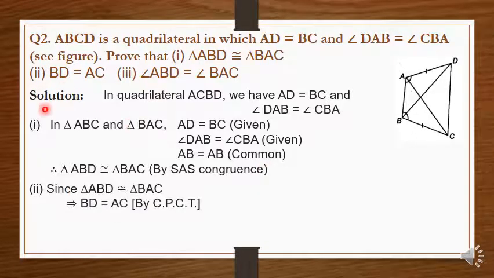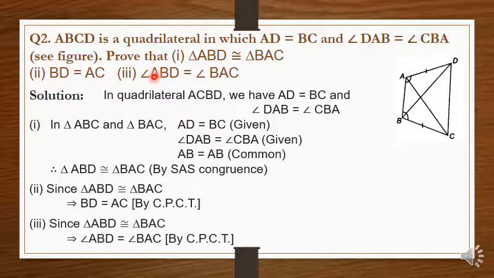Next, we have to prove that BD is equal to AC. Now, we have already proven this triangle is congruent to this one, right? So, this side is equal to this side. This is a common side. So, the remaining sides are this one and this one. Therefore, by CPCT, we can clearly see that AC equals BD.